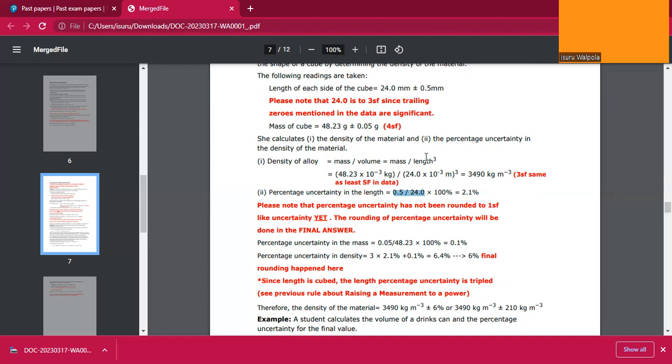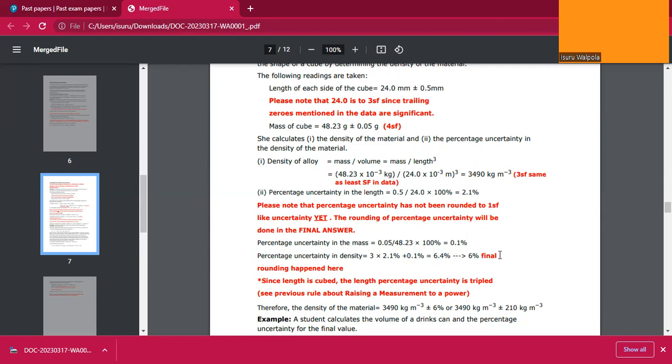You also have to find the percentage uncertainty in the mass. So you look at the mass: uncertainty, divide by measured value, into 100. That is the normal rule. So for percentage uncertainty in density, you have to put the 2.1% of the length uncertainty 3 times because it appears 3 times in the formula. And the percentage uncertainty of mass is put 1 time because it appears once in the formula. And you get 6.4% as the final thing.